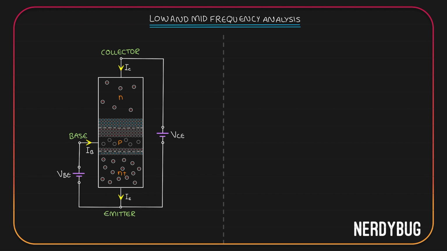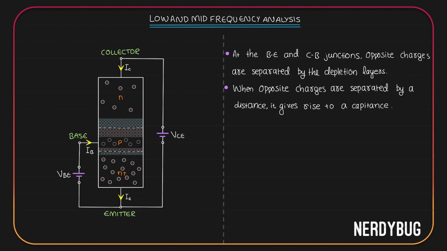At the collector base junction also, you can see the same thing. We have holes here, we have electrons here. In between, there is a depletion region where there are no charges. Basically, at the base emitter and the collector base junctions, opposite charges are separated by the depletion layers. And when opposite charges are separated by a distance, it gives rise to a capacitance. Since this is happening at a PN junction, we call this a junction capacitance.